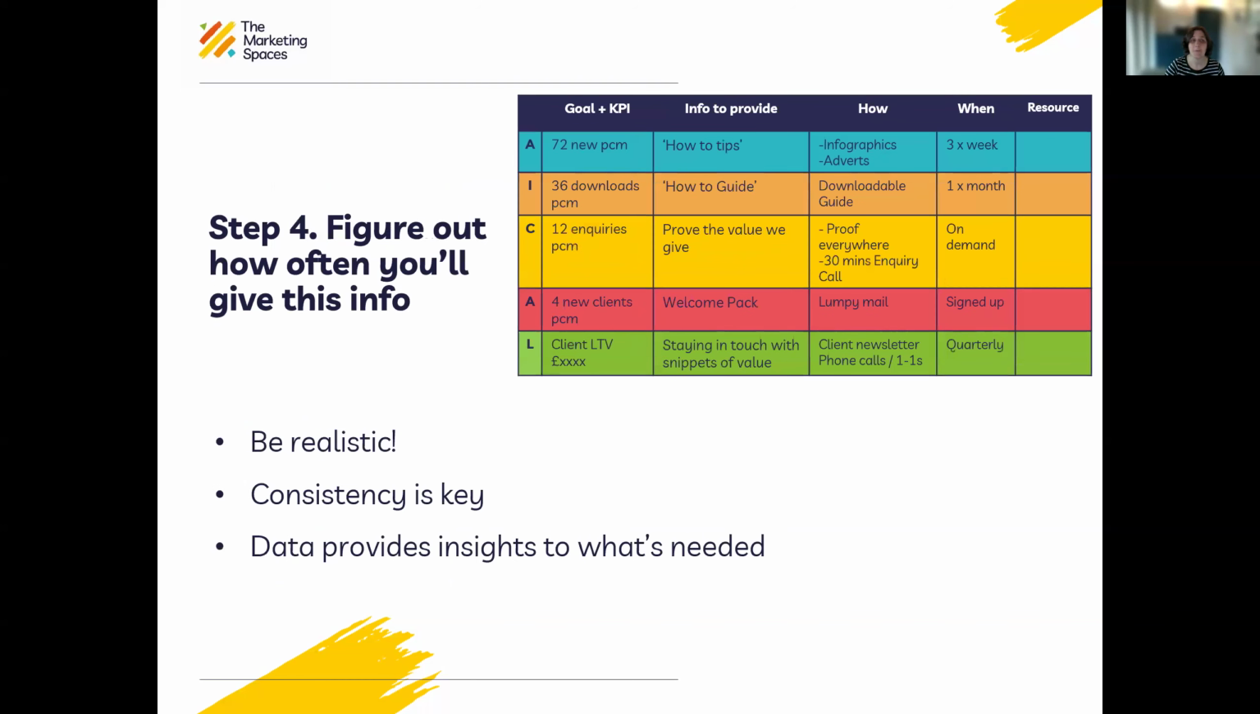Then step 4 is the when. Figure out how often you're going to give them this information. Be realistic. I always say to people, I could create you the most amazing marketing plan ever, but I need to know how much you can give to it. And the big trick here with marketing is be consistent.